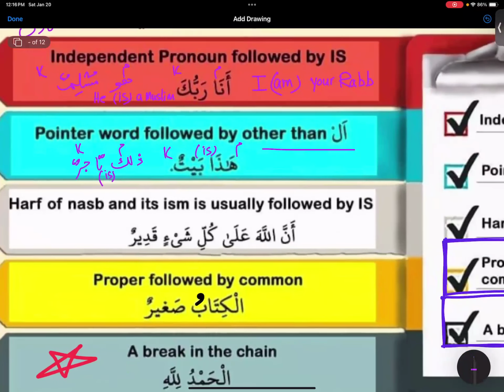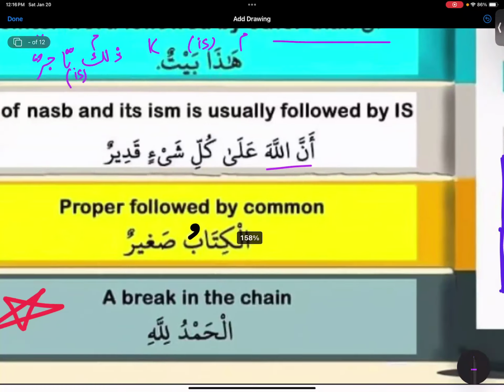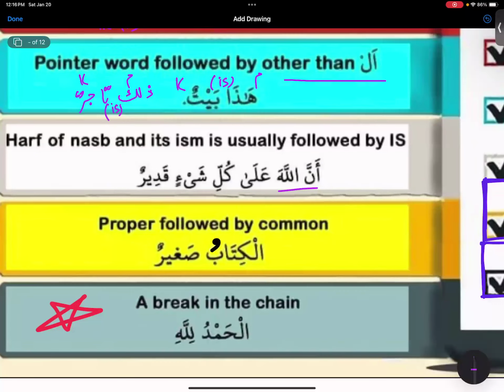Then harfun nasab and its victim. We did not touch it yet, so I'm going to leave that alone. Then proper followed by common. If we have a proper ism and then a common ism after it, then our invisible is will go in between them. Al-kitabu sagirun, the book is small. So now al-kitabu is my mubtada, sagirun is my khabar.